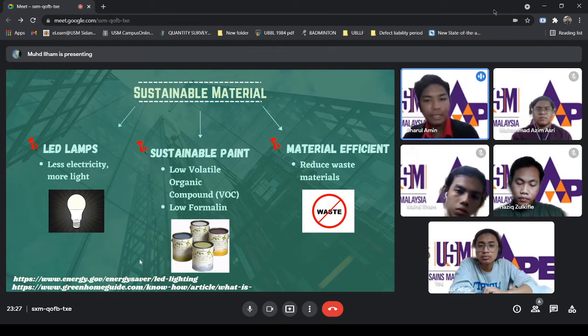which is the fluorescent lamp. The contractor can use sustainable paint, like paint with low volatile organic compound and low formalin. Last but not least, the contractor needs to use material efficiently because it can help to reduce waste material. Okay, that's all from me.